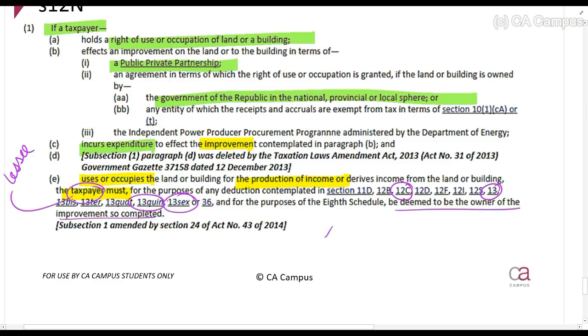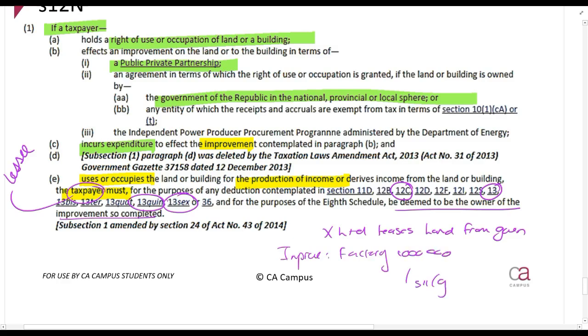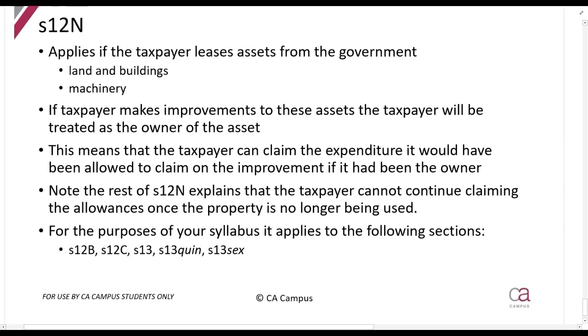So, if X Limited leases land from the government and they now improve by building a factory of R1 million, usually you would get Section 11G, which is what we just studied, but not if it's from the government. Then you will get R1 million times 5%, which is the Section 13 allowance. So basically, you are just treated as if you're the owner, even though you're only leasing it from the government.